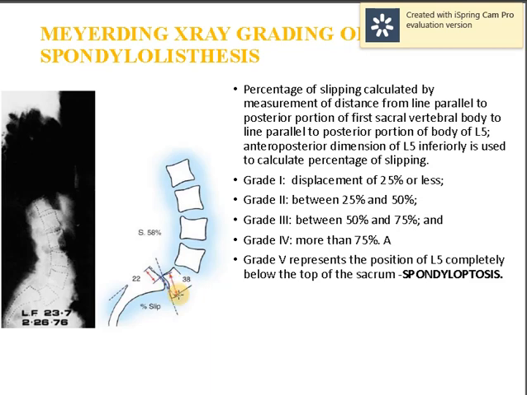It is used to calculate the slip. Grade 1 is displacement of 25% or less, grade 2 between 25 and 50, grade 3 between 50 and 75, grade 4 more than 75, and grade 5 represents the vertebra completely below the top of the sacrum, that is called spondyloptosis.